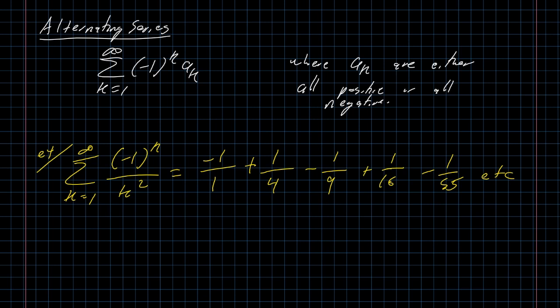We call it an alternating series because the signs of my terms alternate between positive and negative. I could have set it up slightly differently so that the first term was positive and the second term was negative. It's still an alternating series.